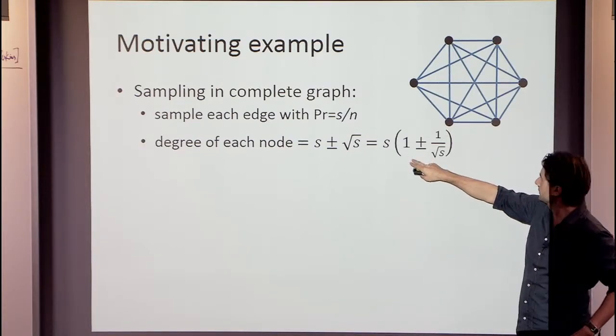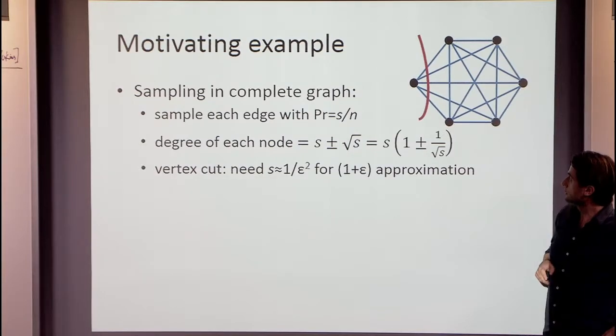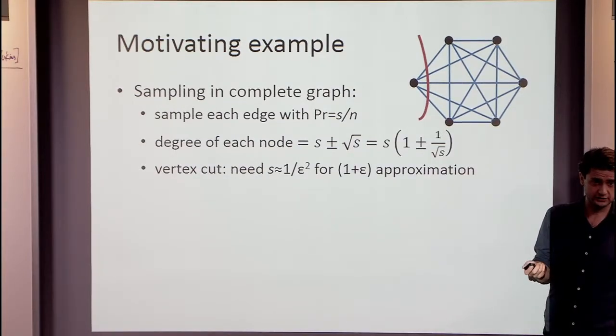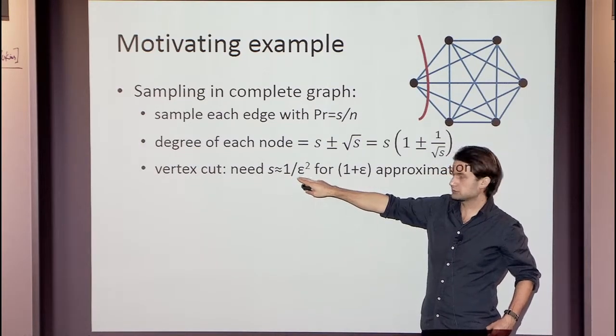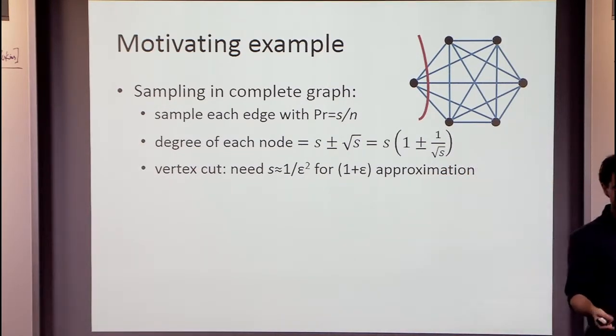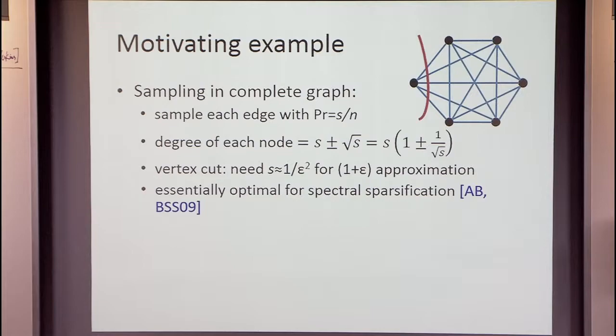The multiplicative approximation is 1 plus or minus 1 over root s, right? So if we consider vertex cuts, then in some sense we need to set s to be roughly 1 over epsilon squared to guarantee a 1 plus epsilon approximation, even with constant probability for a particular vertex cut. Of course, you can ask whether there is another way to do the sampling, and the answer is that no, in general, you cannot really do other types of sampling. This is the best you can do if you really want to construct a graph.